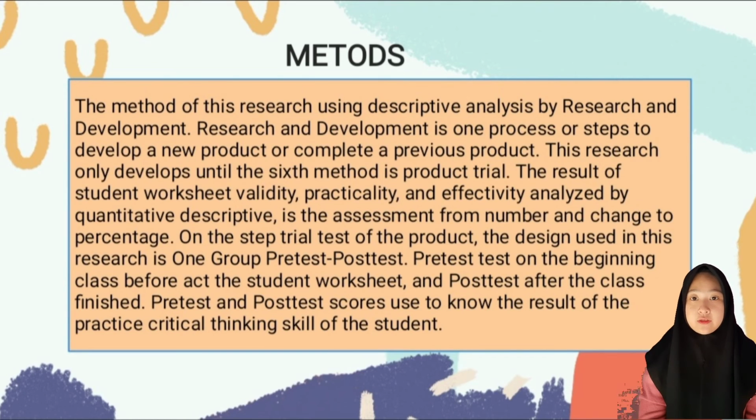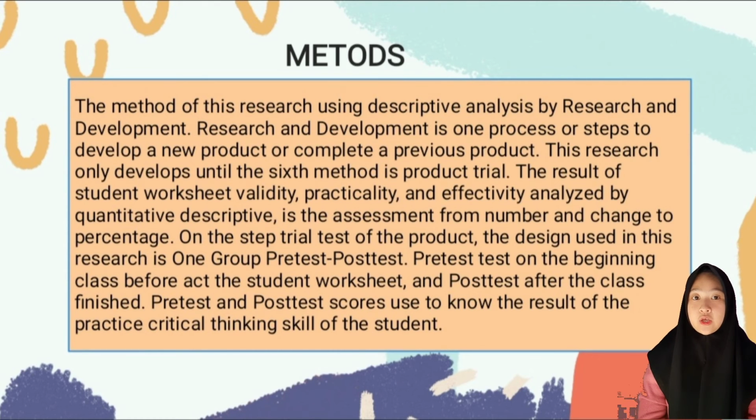Method. This research uses descriptive analysis with research and development. Research and development is a process or step to develop a new product or complete a previous product. This research only developed until the 6th step, the product trial. The results of student worksheet validity, practicality, and effectiveness were analyzed by quantitative descriptive, converting the assessment from numbers to percentages on the product trial step.